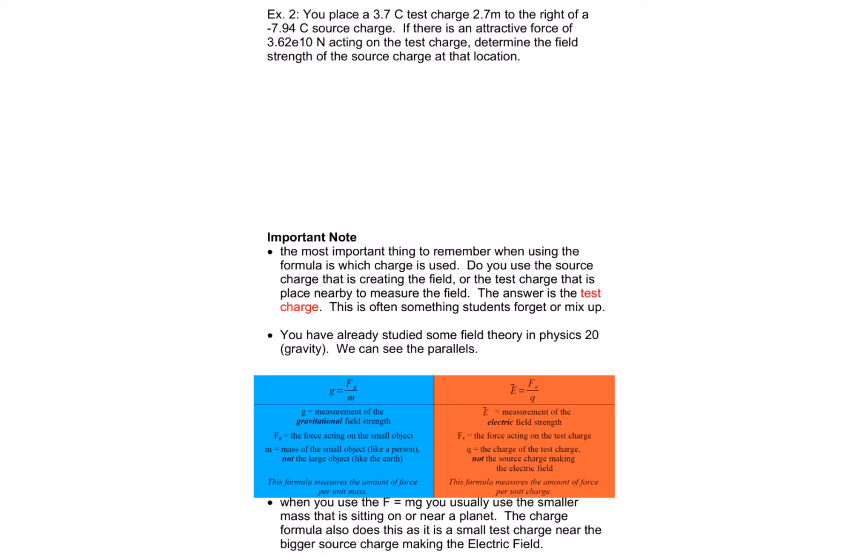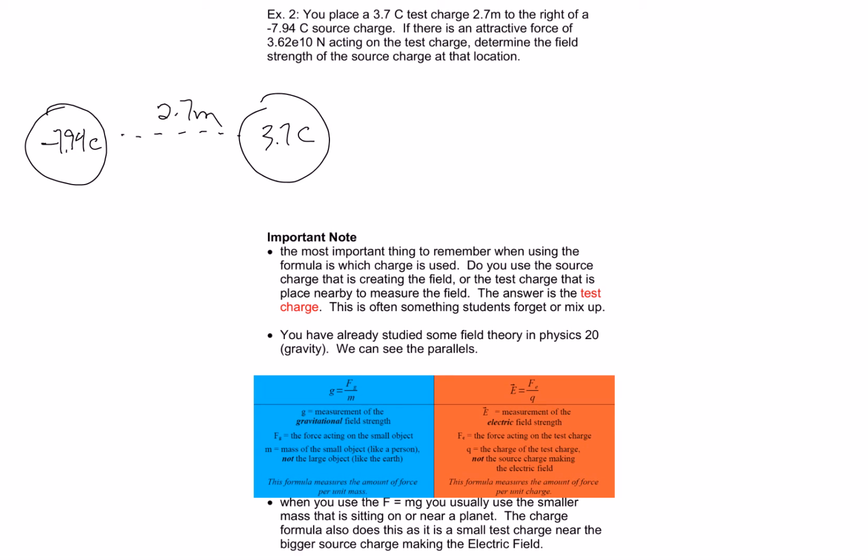Okay, so let's do another example. It says we've got a 3.7 coulomb test charge, and 2.7 meters to the right, we have another charge that's negative 7.94, and the distance between them is 2.7 meters.